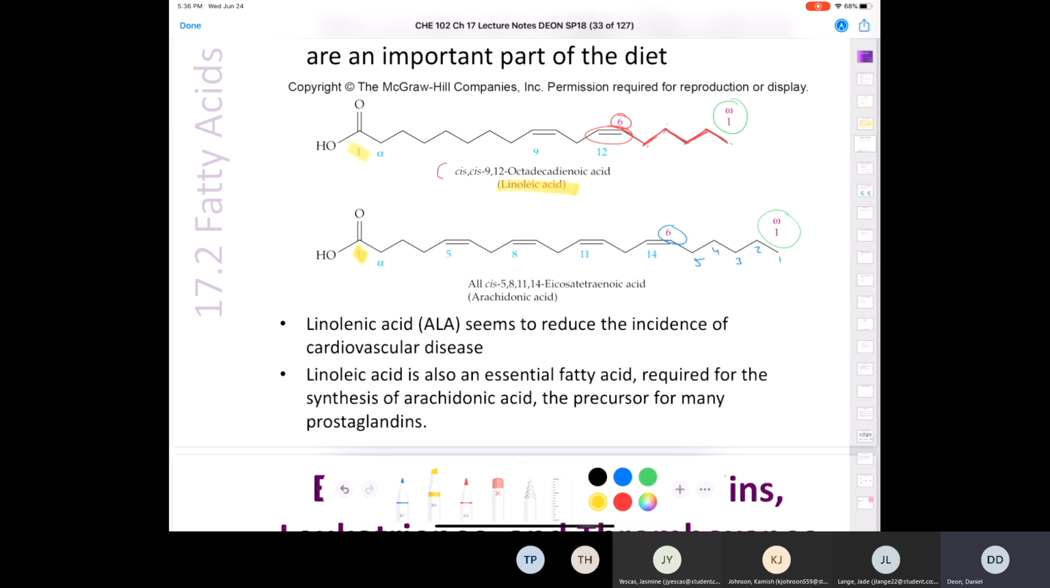What else does it say here? Linoleic acid seems to reduce the incidence of CV, or cardiovascular disease. Linoleic acid is also an essential fatty acid required for the synthesis of arachidonic acid, the precursor for many prostaglandins.